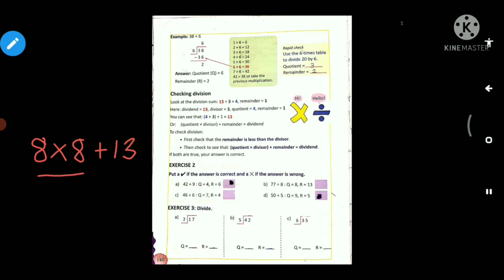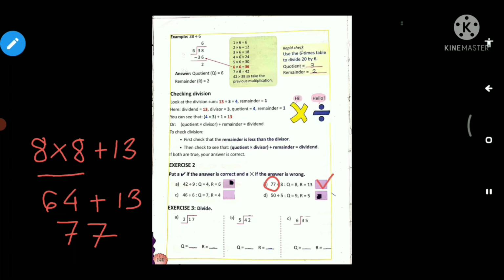So we'll first of all multiply these two. So 8 multiplied by 8, it will be how much? 64. Now we'll add 64 with 13. So our answer will be what? 77, right? So we got our dividend. That means this answer is also correct.